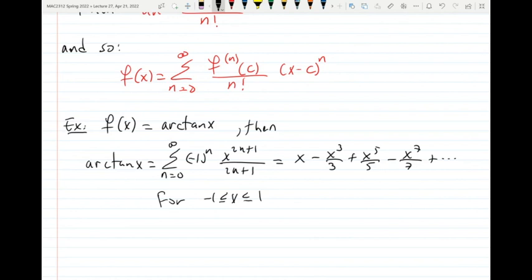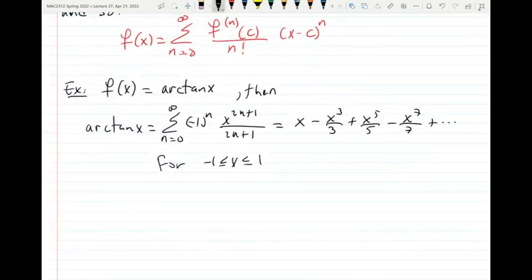So we know this from before, so that means that this power series can be written in that form, okay? So this can be written as the sum from 0 to infinity of the nth derivative. Now, what is our c in this case? What is our c?